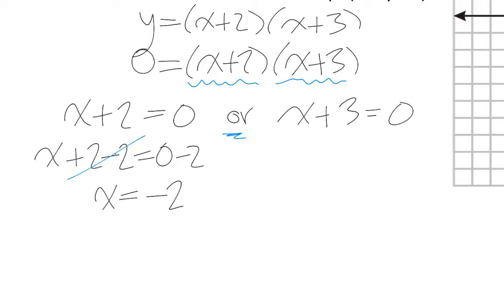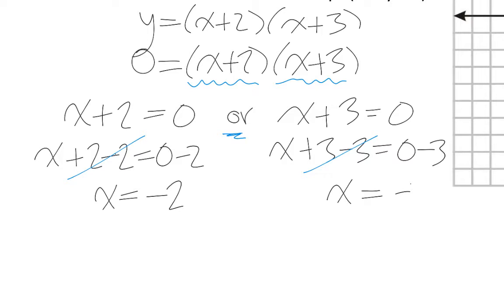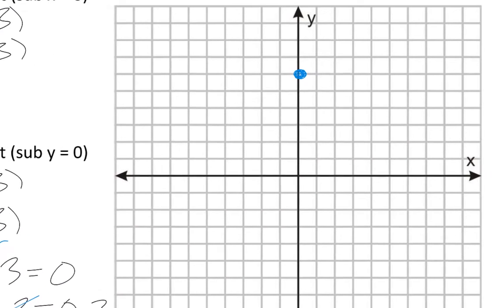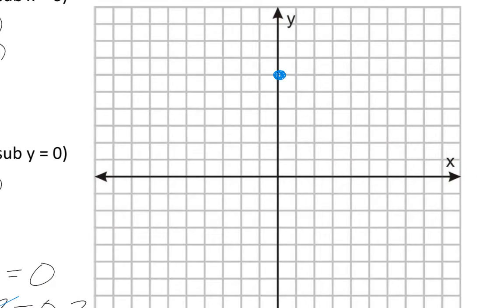Now over here, you have x plus 3. To get rid of the plus 3, you need to subtract 3 from both sides of the equation. That cancels out, so you get x is equal to 0 minus 3, which is just equal to minus 3. So we know our two x-intercepts. They are negative 2 and negative 3. Let's go ahead and draw them over here. So negative 2 is over here, and negative 3 is over here.